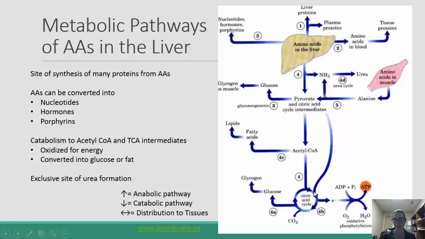or it can also get broken down into oxaloacetate, which allows us to go through the TCA cycle and also allows us to produce glucose from these intermediates in the TCA cycle. And then, of course, we also have energy production. So basically, catabolism to acetyl-CoA and TCA intermediates can ultimately result in conversion to glucose or to fat, depending on what amino acid it is, and also oxidation for energy.